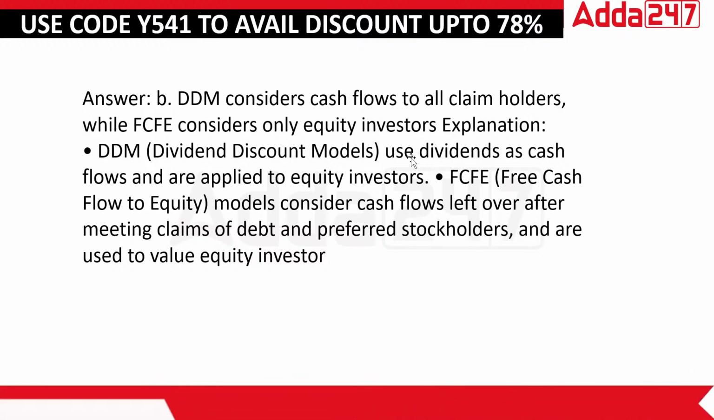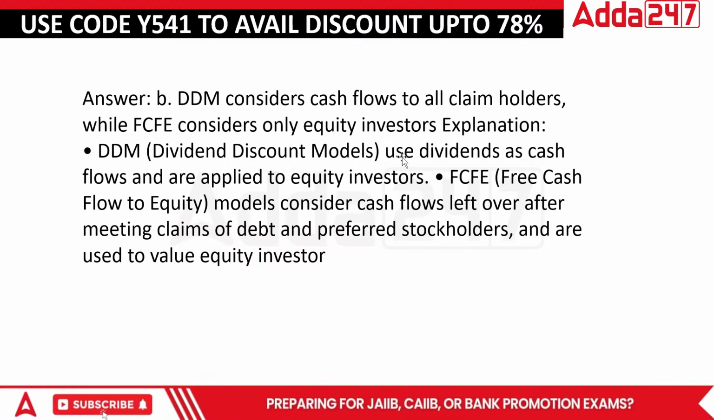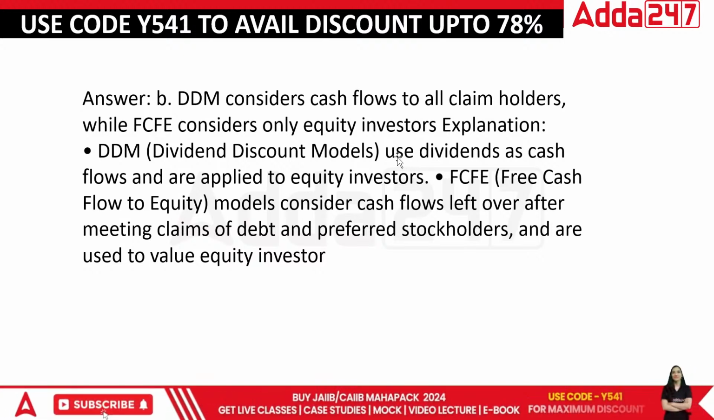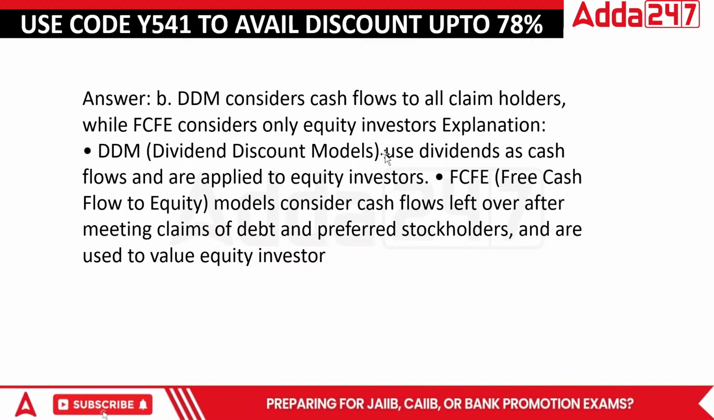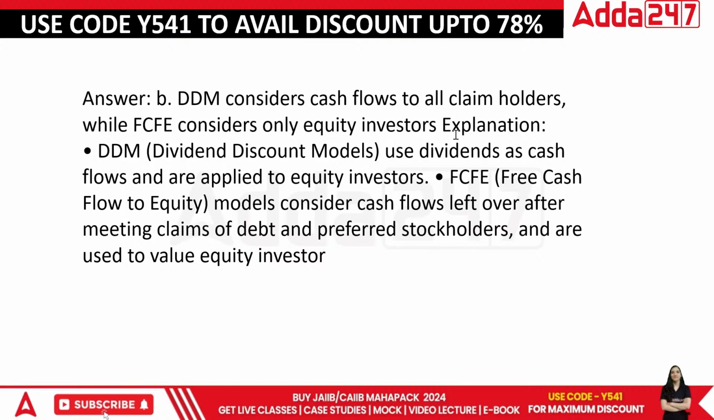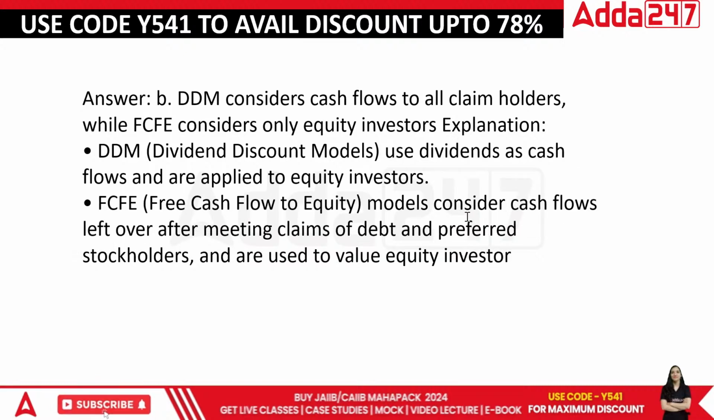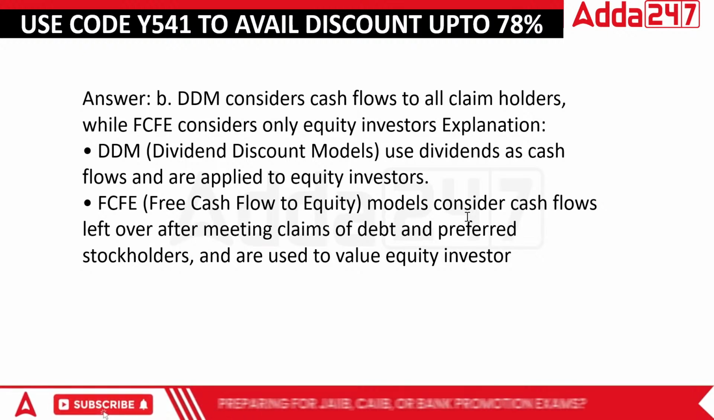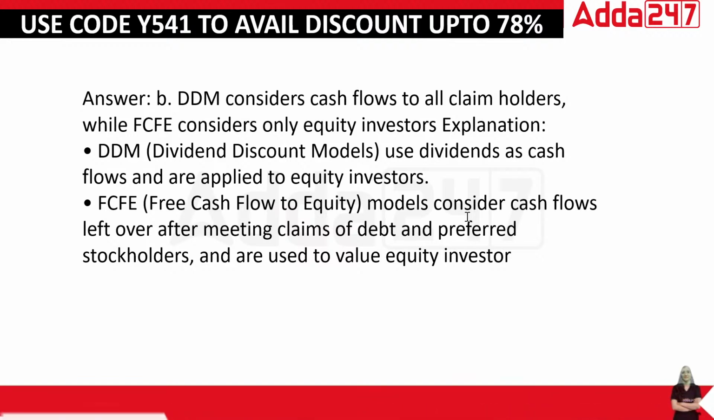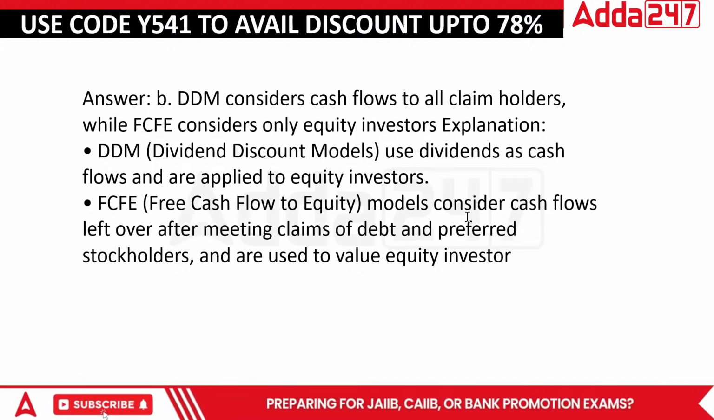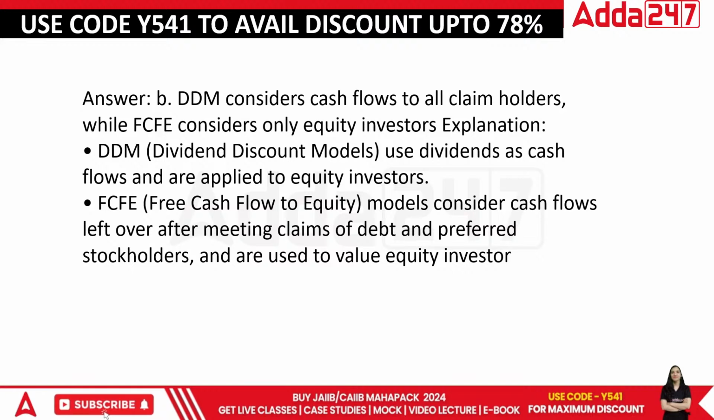Okay? Done. So this is free cash flow left over after meeting claims of debt and preferred. This is very easy. Why make it so difficult? Simple point. Dividend is the chunk of profit which is given to the shareholders, while FCFE is the total amount which is in the hands of the business, because first of all, outsiders are paid, taxes paid, that means interest is paid, then taxes paid, then we pay our preference shareholders, and then we pay our equity.